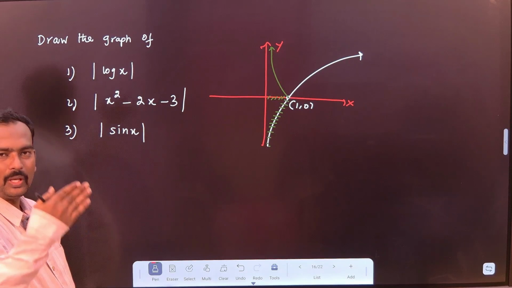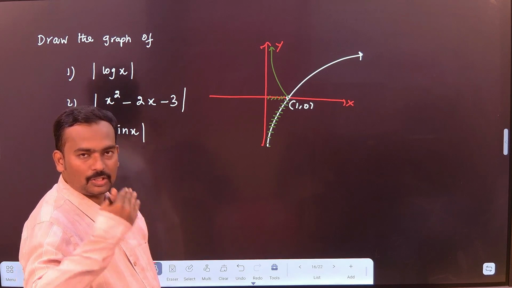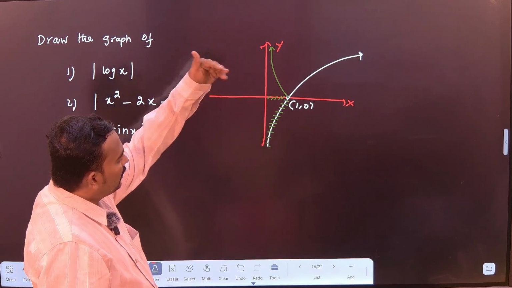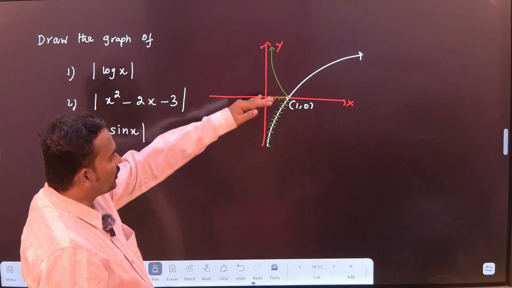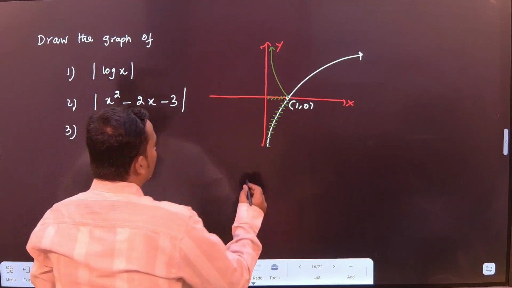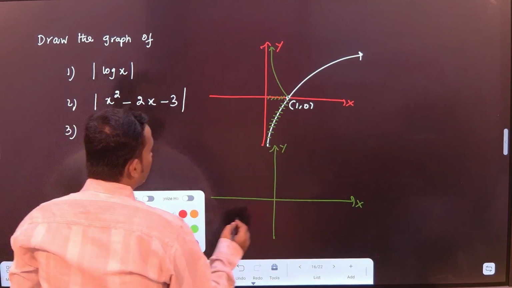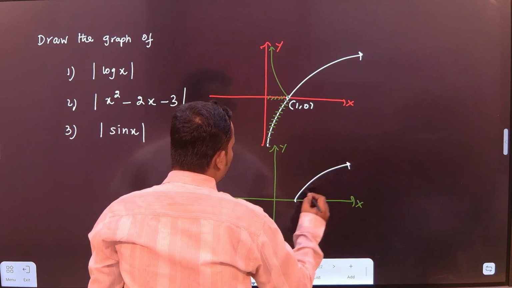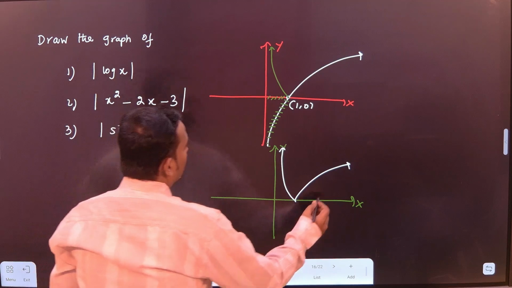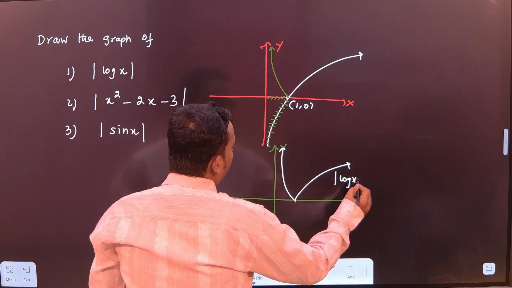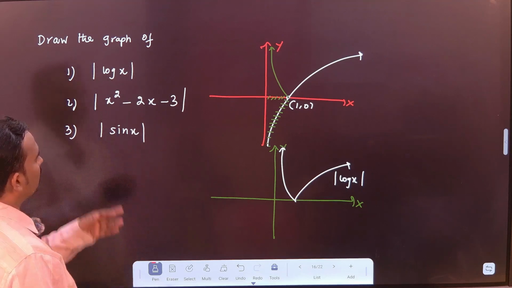Clear? When the modulus is there, that means below the x-axis, that means the negative image, you have to take that into the positive image with respect to the x-axis. Clear? The graph is, okay, this portion, this portion. This is the graph. This is your log x graph. Okay, good. Let's draw the next graph.